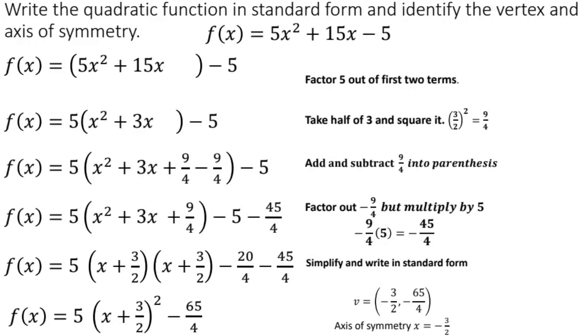Awesome. So finishing up this problem again, our vertex is going to be at negative 3 halves and negative 65 over 4. Again, the equation of our axis of symmetry is the x value of the vertex, which is x is equal to negative 3 halves.